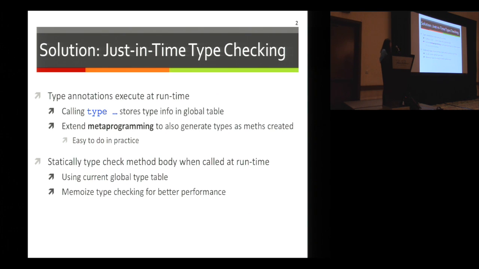To solve the metaprogramming problem, we propose just-in-time type checking. We have type annotations that execute at runtime, and calling type stores the type information in a global table. We also extend metaprogramming to also generate types as methods are created. As you will see later, this is actually easy to do in practice. In addition, we statically type check the method body when it's called at runtime, using the current global table, and we use caching for better performance.